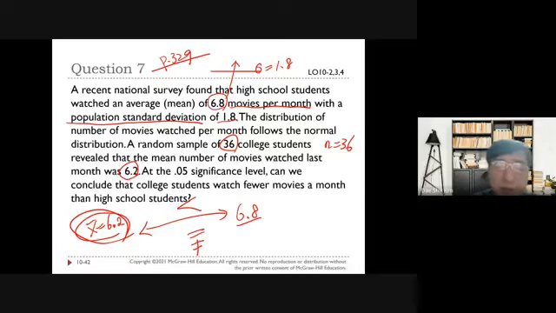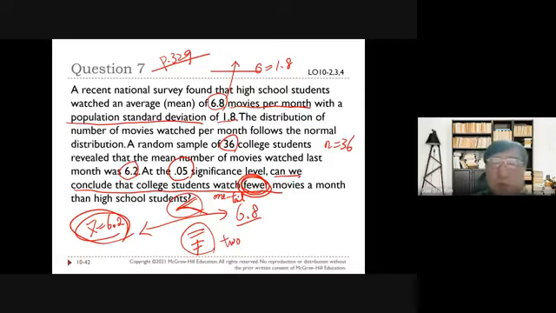You want to make sure when alpha is 0.05. But when it is smaller than, it is a one-tail problem. In this case, equal is a two-tail problem. You need to read what the question is. Can we conclude that college students watch fewer? The important word is fewer. So it is a one-tail problem. Smaller.